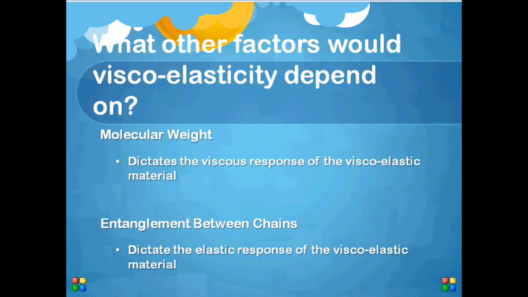As the molecular weight increases, viscosity also increases, indicating that the material is becoming more solid-like. Whereas, when the number of entanglements between chains increases, the material is going to act more elastic-like.